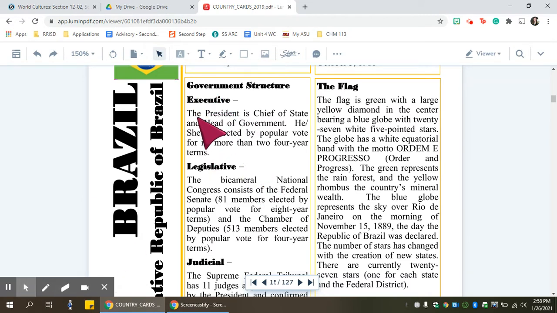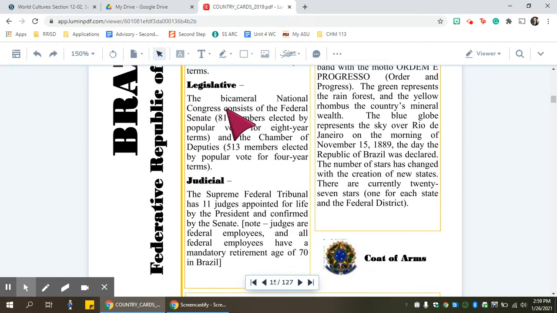In an executive government, the president is the chief of state and the head of government. So they have a president, just like America. He or she is elected by popular vote for no more than two 4-year terms. This is exactly like the executive branch that we have in the USA. The legislative branch is the bicameral National Congress, which consists of the federal Senate and the Chamber of Deputies. The judicial branch has the Supreme Federal Tribunal, which has 11 judges. They are appointed for life by the president and confirmed by the Senate.